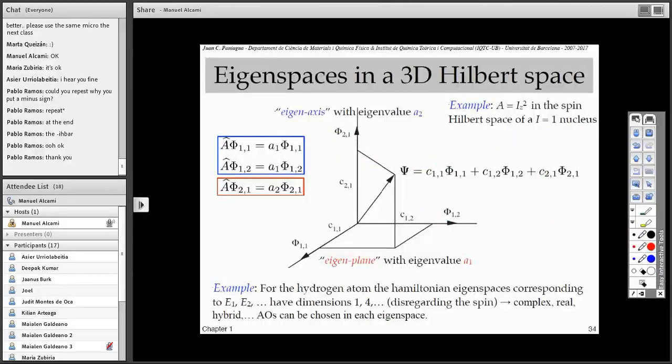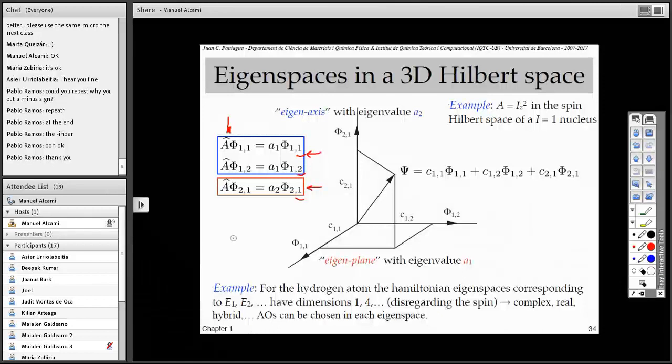Well, I have put here a very simple example. Consider a system which has a three-dimensional Hilbert space. For instance, the spin states of a particle with spin 1 form a three-dimensional Hilbert space. It could be an example. Well, let's consider an operator A which has two eigenvalues, A1 and A2. The first one is doubly degenerate, so we have two eigenfunctions, and the other one is non-degenerate, we have only one eigen, well, I should rather say eigenvectors. I still have not introduced wave functions, eigenvectors.